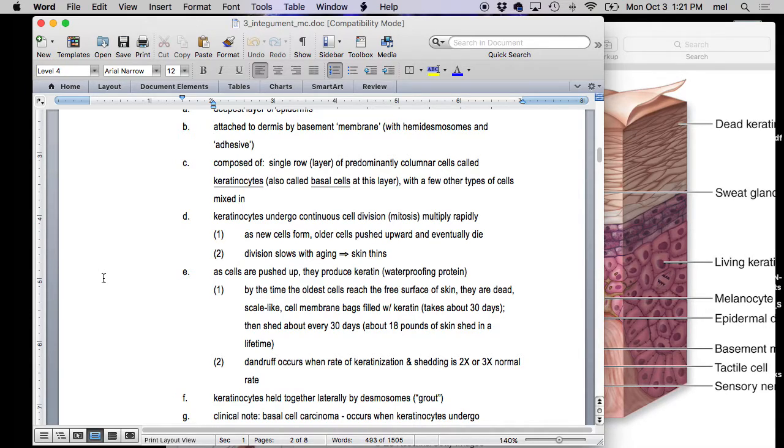You shed about 18 pounds of skin during a lifetime, and most of it's in your house. Super grody. Especially if you live with roommates and you're like, oh, that is so not okay. So it's all in your house, about 18 pounds of skin shed in your lifetime. And you shed it constantly.